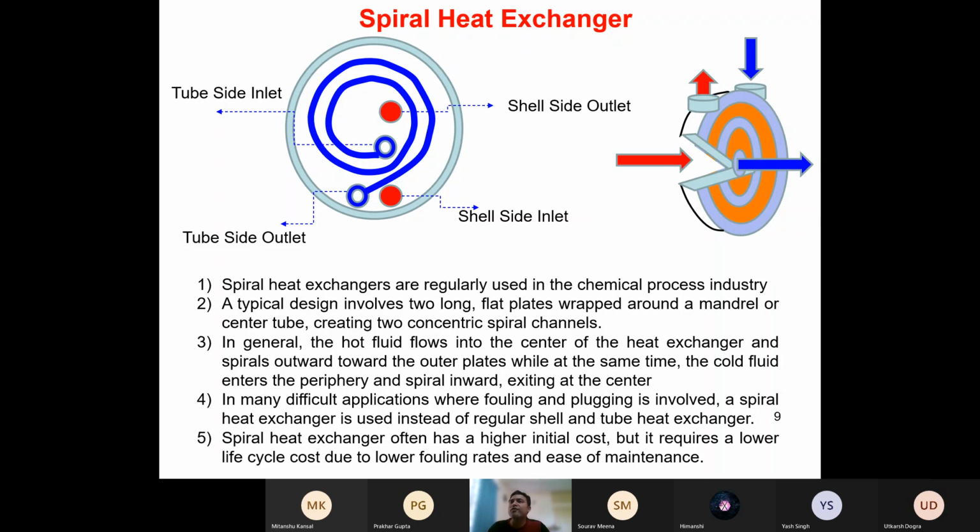Typically, if you look at the shell and tube heat exchanger, in a shell and tube heat exchanger also we clean the tubes, we clean the shell regularly. Okay, but cleaning the tubes and the shells in the shell and tube heat exchanger is slightly difficult compared to the spiral heat exchanger. In a spiral heat exchanger, the cleaning is easier. Okay, that's what is written here.